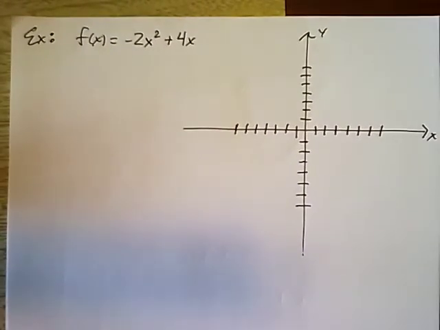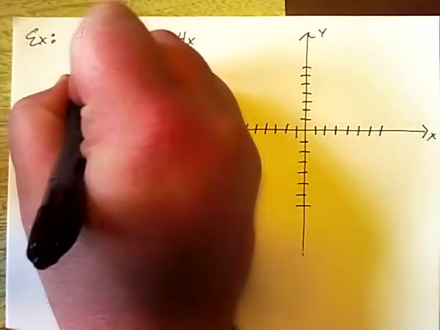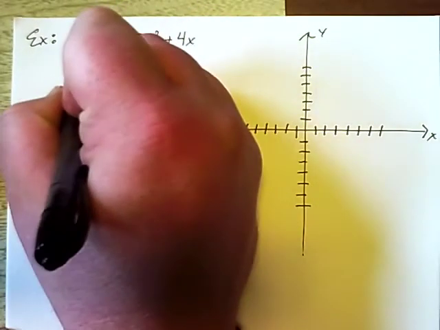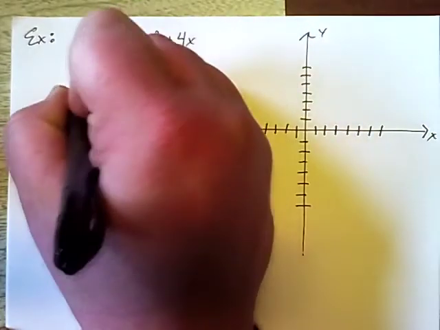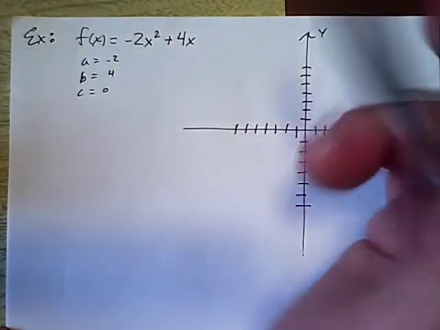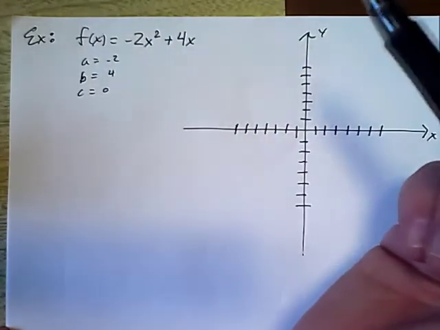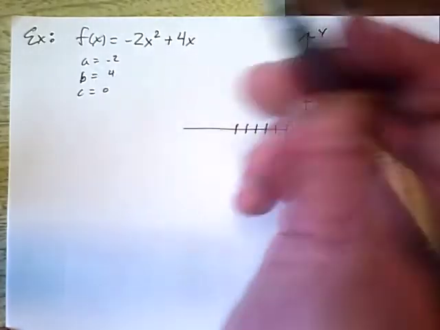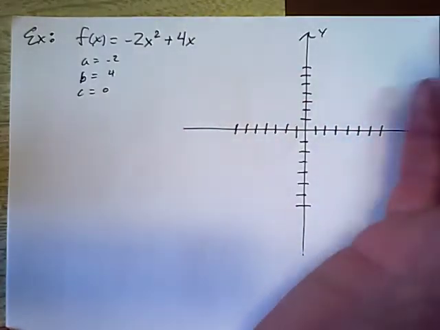All right, negative 2x squared plus 4x. Well, my a value here is negative 2. My b value is a 4. And c in this instance is 0. Although we don't really use c when we graph, it's still kind of just nice to know. All right, so the first thing we want to do is find the vertex.